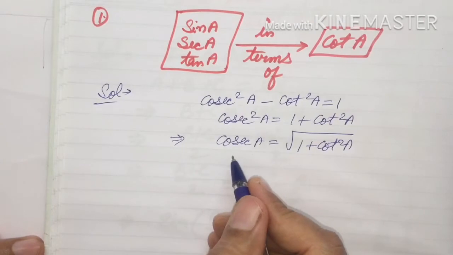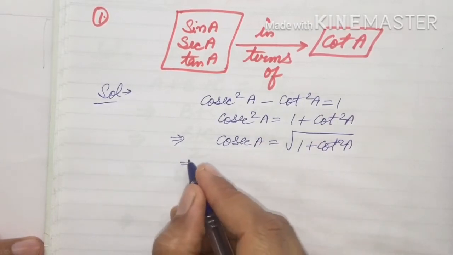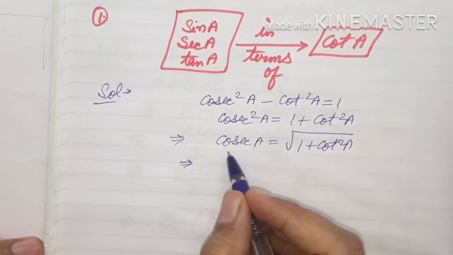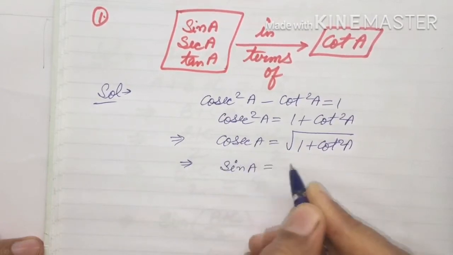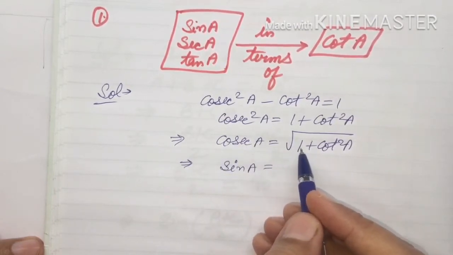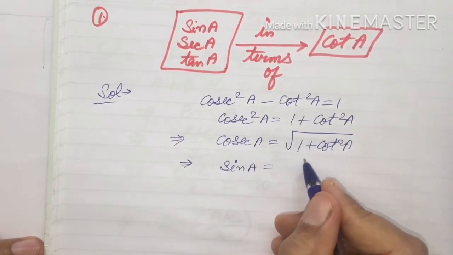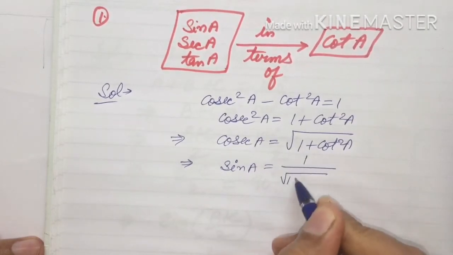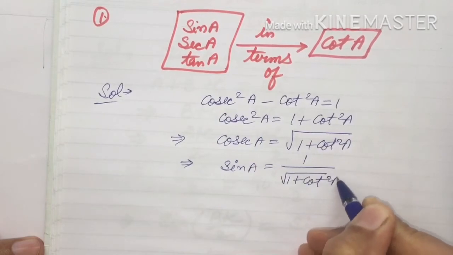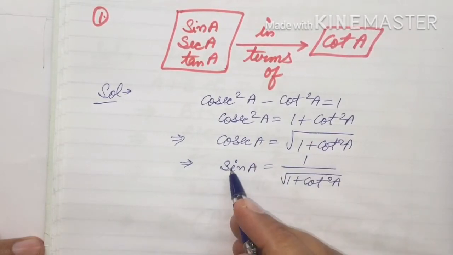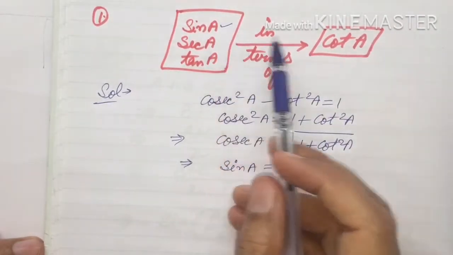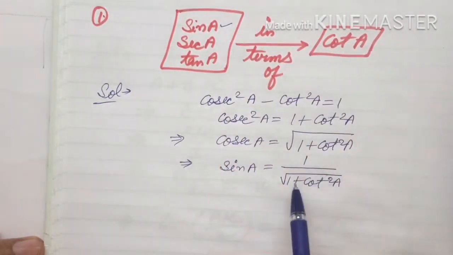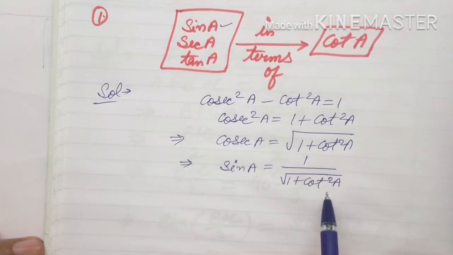Cosecant is the reciprocal of sine A, so we can find the value of sine A from this cosecant. If we want sine A, the reciprocal of root of 1 plus cot square A will become 1 upon root of 1 plus cot square A. This is the value of sine A. So we did one trigonometric ratio, sine A, in terms of cot A. The answer is in cot form.